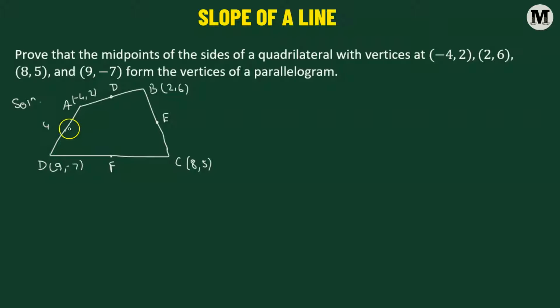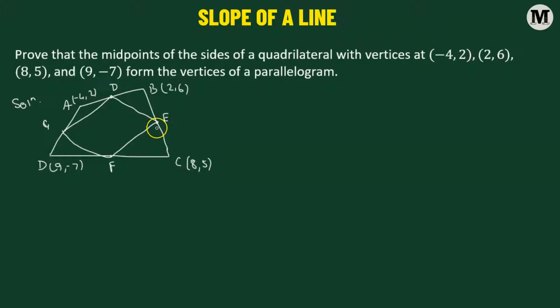Let's join each of the points to form another quadrilateral. So we have D, E, F, G. Our goal will be to show that the quadrilateral formed by joining points D, E, F, G, which are the midpoints of the quadrilateral ABCD, is going to form a parallelogram. Now, in order to show that D, E, F, G is a parallelogram, it is sufficient to show that two of the sides are parallel to each other and they are also equal in length.